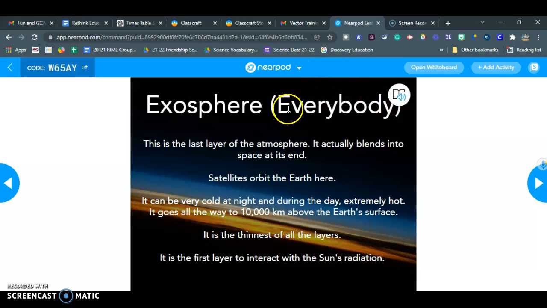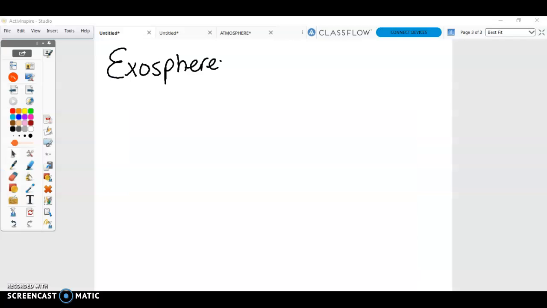The exosphere, remember, that's the everybody. This is the last layer. Remember, start from the outside and coming down towards the earth. This is the outside layer. It's the one that blends into space. So if I was defining exosphere, one thing that I would put down is that it blends into space. All right, so we're going to talk about the exosphere really quickly. The exosphere is the outermost layer, and it is the furthest away from Earth.